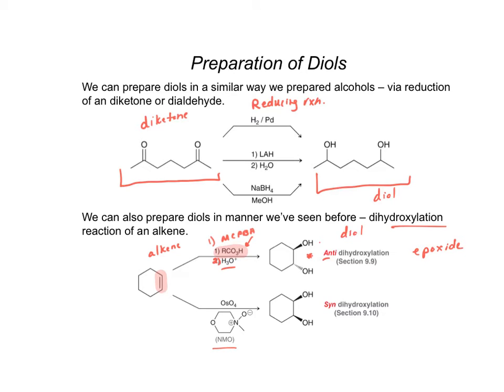Okay, so again, how do we prepare a diol? Well, we can either reduce a diketone, a dialdehyde, or we can take an alkene, and we can undergo either anti or syn dihydroxylation to get the diol product that we desire.